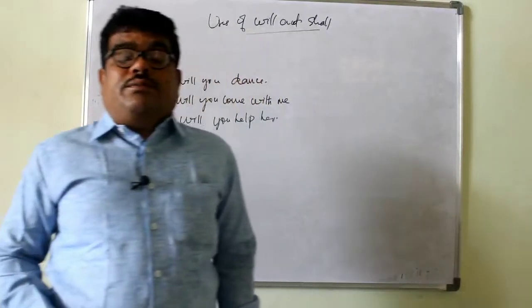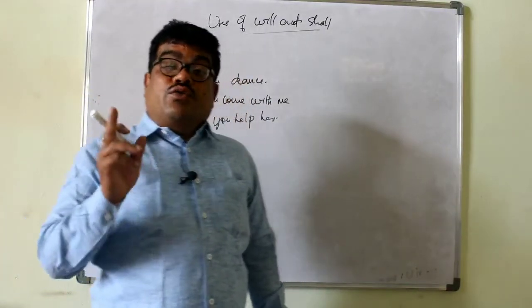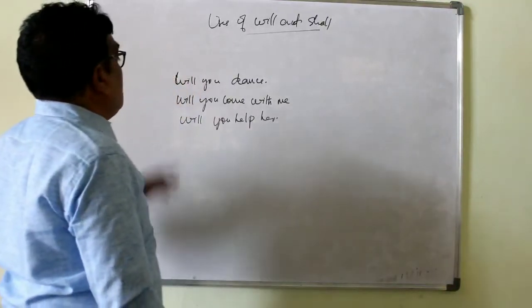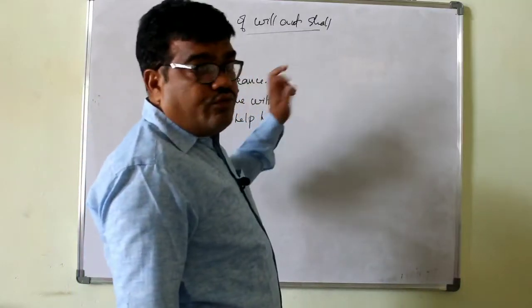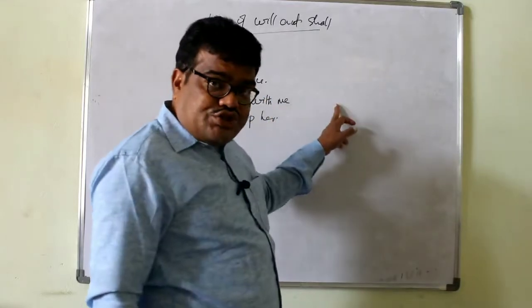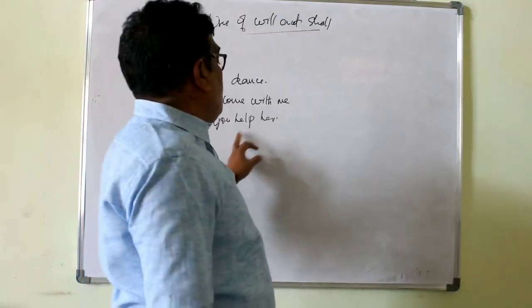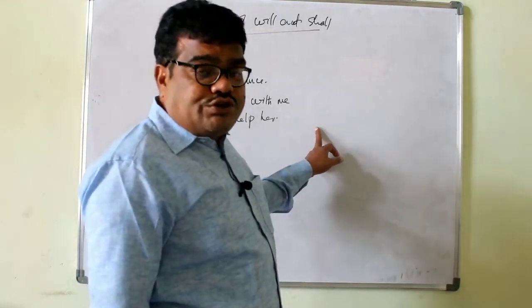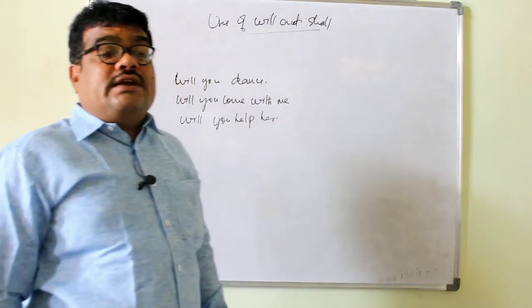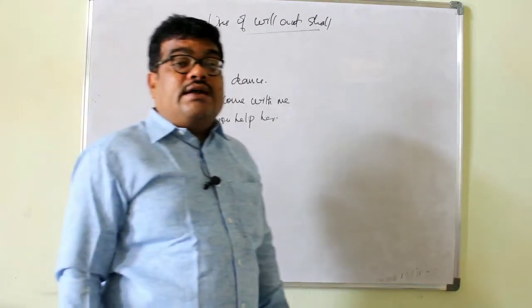When we use will in the second person, it denotes willingness, intention and wish. For example, will you dance? Willingness. Will you come with me? Intention. Will you help her? It talks about wish. When will is used in the second person, it indicates willingness, intention and wish.